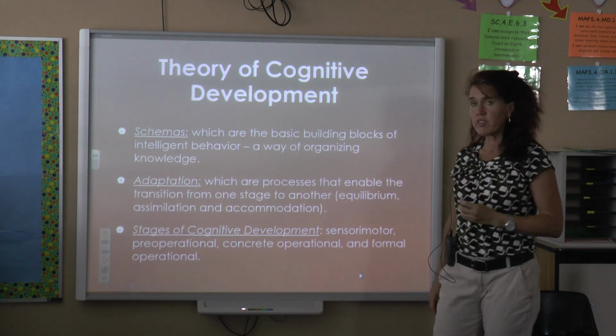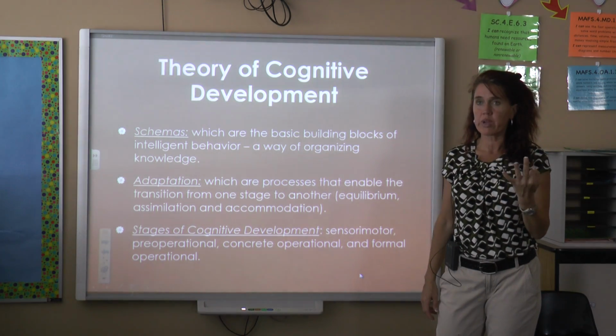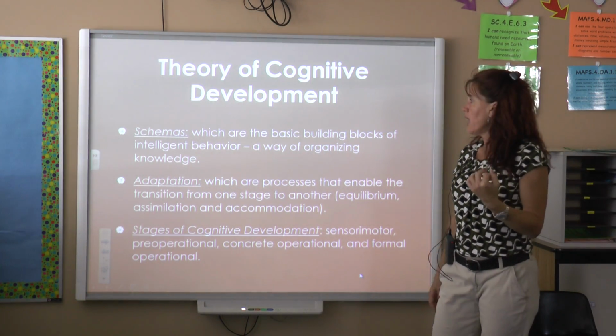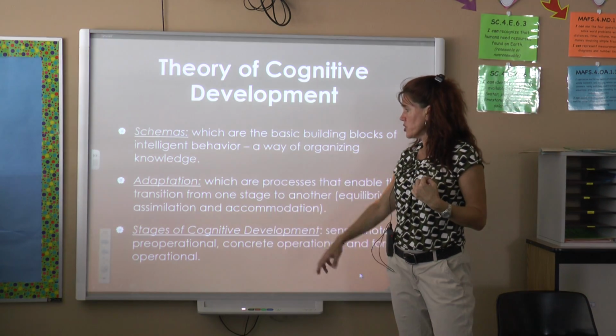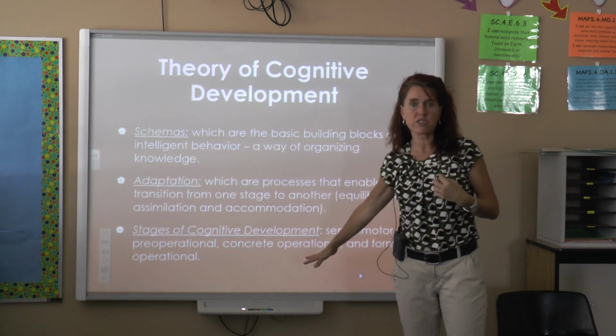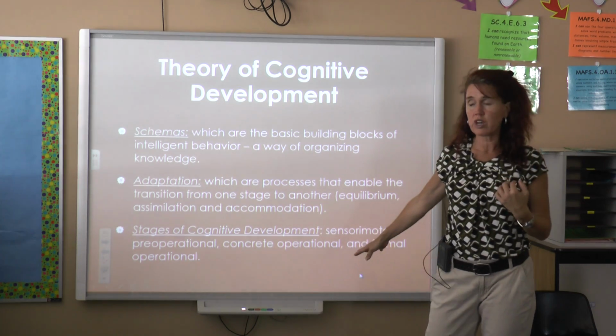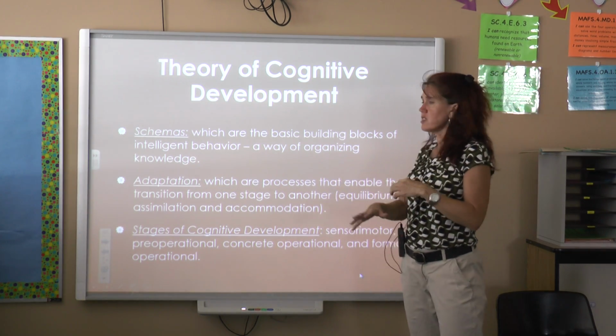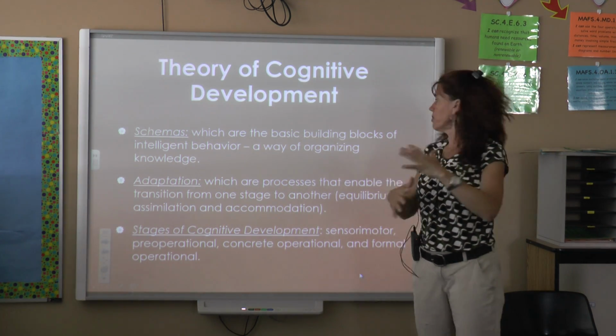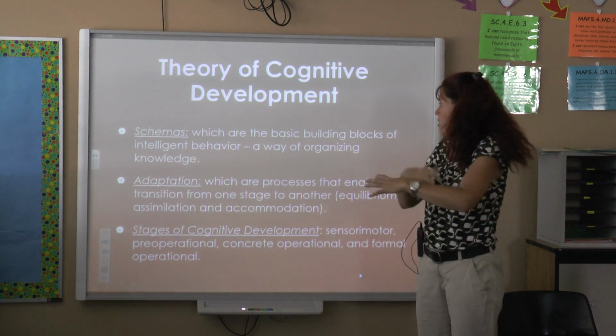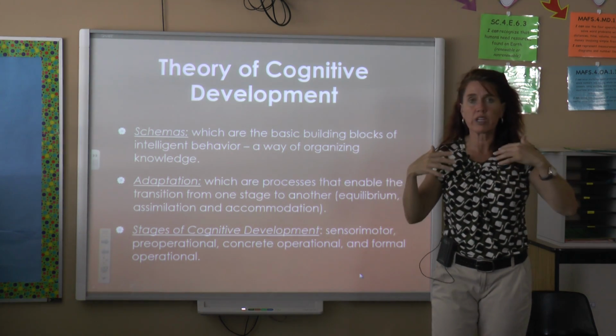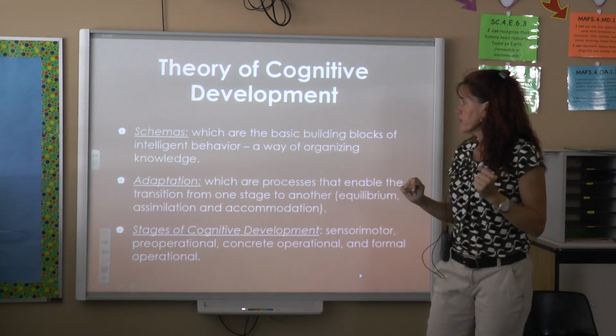With the theory of cognitive development come 3 concepts: schemas, adaptation, and then of course the stages of cognitive development, which we will talk about later. A schema is basically the building blocks of intelligent behavior, just a way of organizing what we know. We'll talk about them in a little bit.